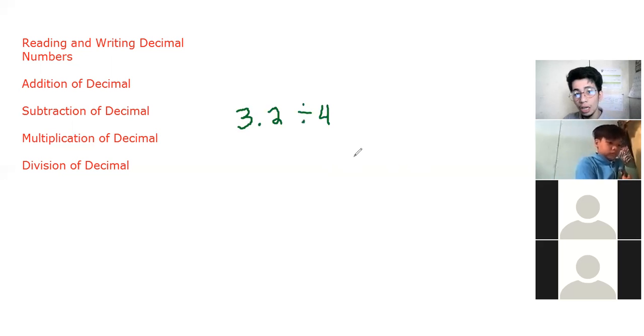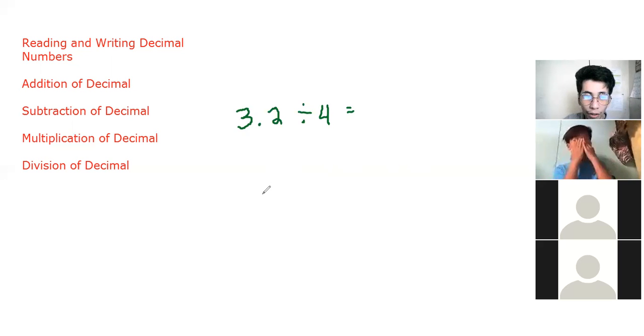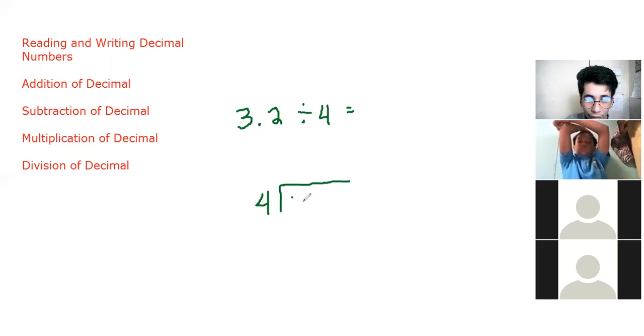Okay? Yung isa, yung ating divisor, wala siyang decimal. Pero yung dividend natin may decimal. Okay? So, ang gagawin natin, 3.2 divided by 4. So, unahin natin ang 4. Ang 4 nasa labas. Then, si 3.2 nasa loob. Okay? Yan, si 3.2 nasa loob.